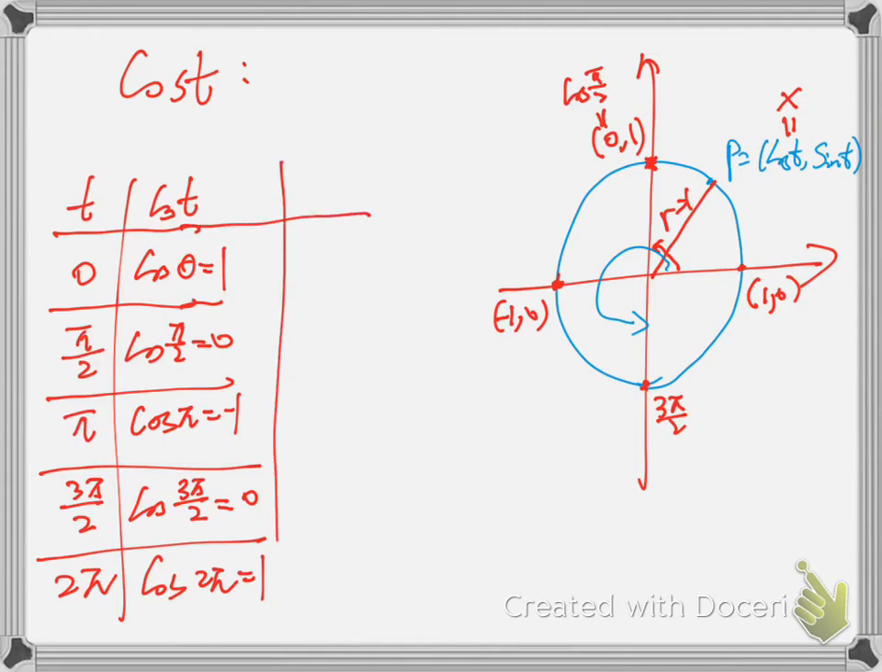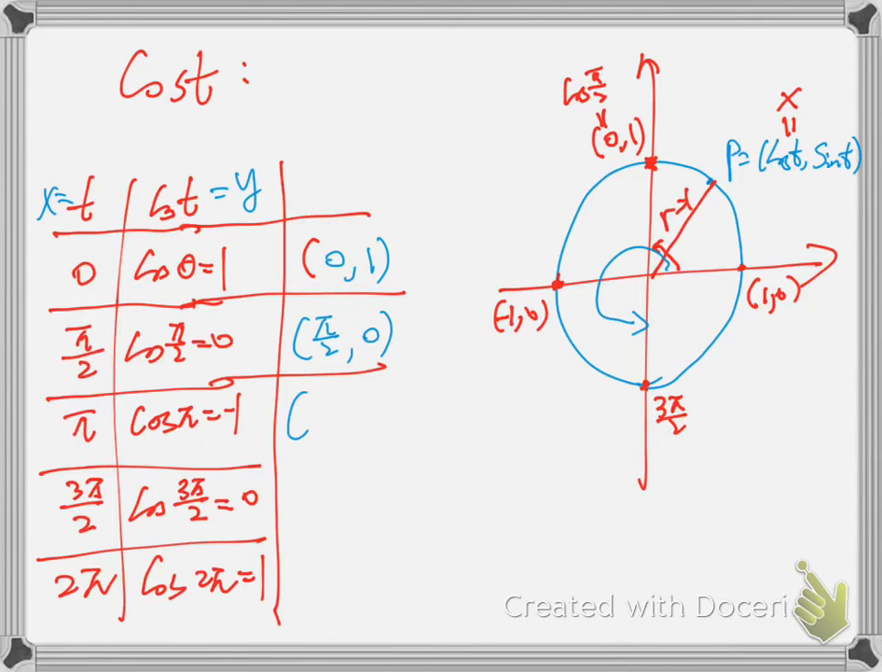So what are the 5 points? This is 0, 1. Okay, so x and y coordinates for the graph, right? Input 0, output 1. Input pi over 2, output 0. And then pi, -1. And then 3 pi over 2, 0. And then 2 pi, 1. So now let's draw the graph of cosine.